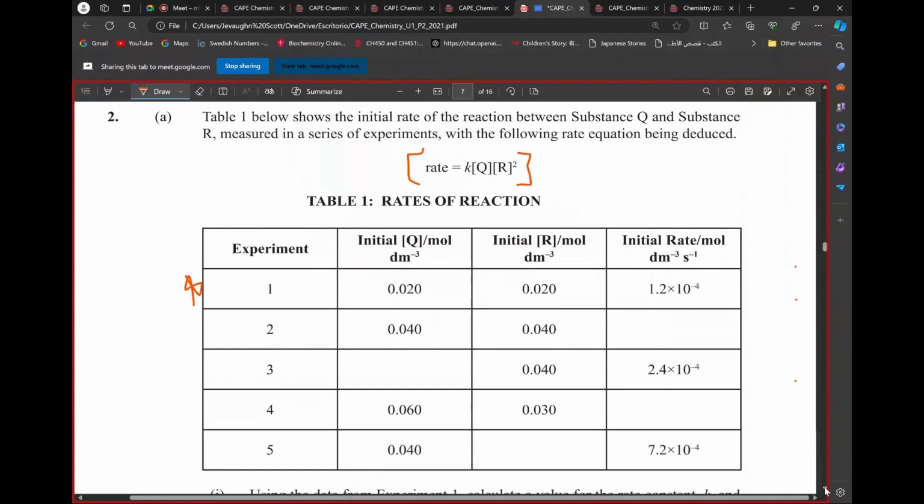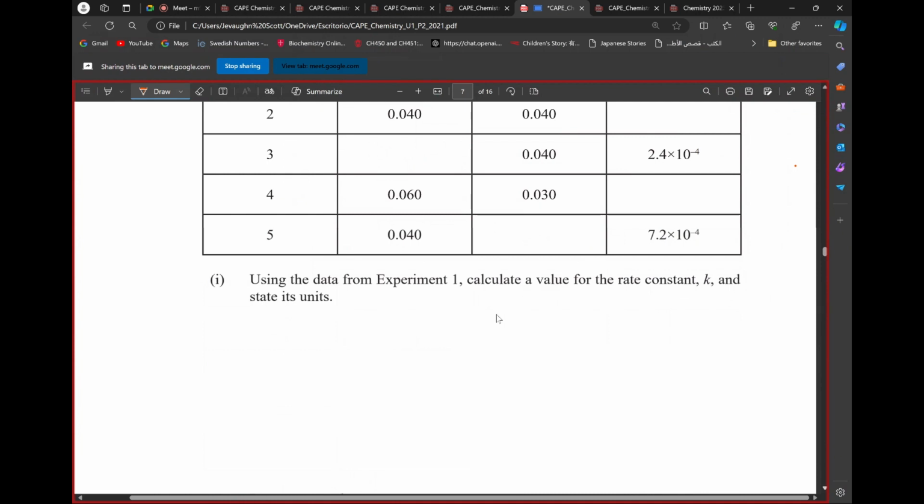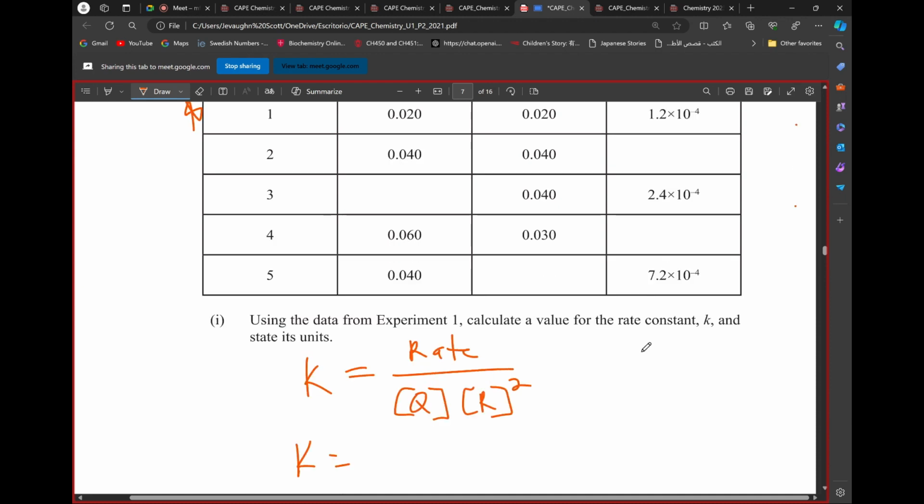So let's have a look at this now. So we're saying that the rate constant is concentration of Q, you said? Concentration of R squared. Yes, sir, which is 0.02. So let me scroll up a little bit up here. So we can see the rate. So the rate is 1.2 times 10 to the power of negative 4.